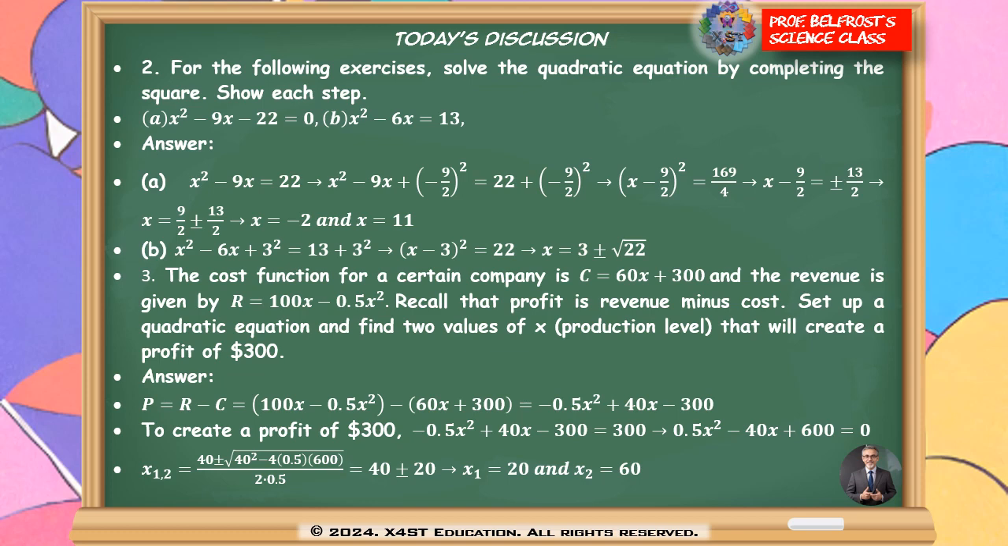Number 3, you have a cost function and a revenue function. You are asked to set up a quadratic equation and find two values of x that create a profit of $300. Profit is just revenue minus cost. You have been given the equations for revenue and cost, so you just subtract them and you get the equation minus half x squared plus 40x minus 300. To create a profit of 300, this equation equals 300. Then you can pick one of the methods for factorization and get the value for x. Here x is 20 and 60.